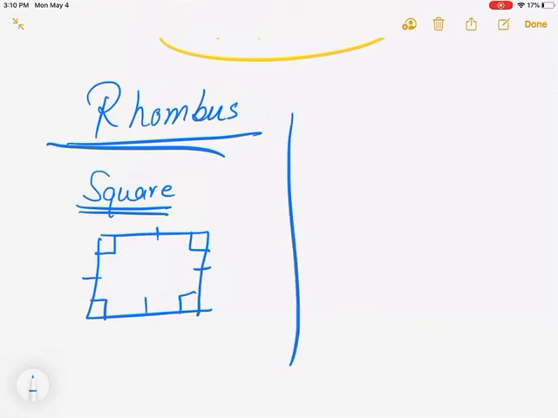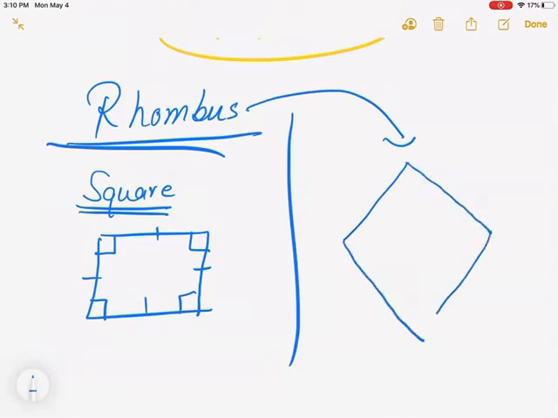As I said before, all sides are the same. When it becomes a rhombus, for sure all four sides are the same, but you do not have to have 90 degrees on all four corners. As long as you have all four sides the same and the angles are different than 90 degrees, it's a rhombus. I would say it's more like a diamond. All right, so a diamond is a rhombus.